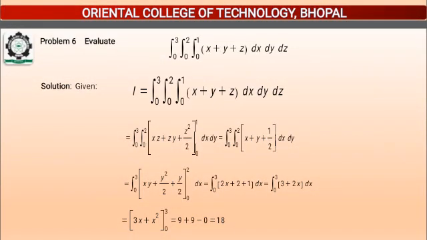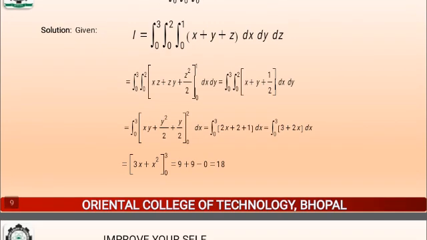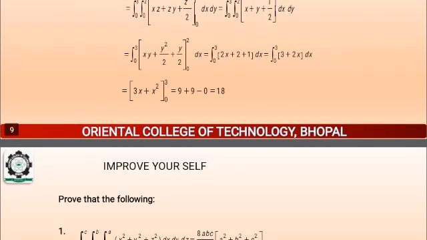Next question: evaluate the integration 0 to 3, 0 to 2, 0 to 1 of (x plus y plus z) dx dy dz. First we integrate with respect to z and apply the limits of z, then integrate with respect to y, and after that we integrate with respect to x, and we have the answer 18.